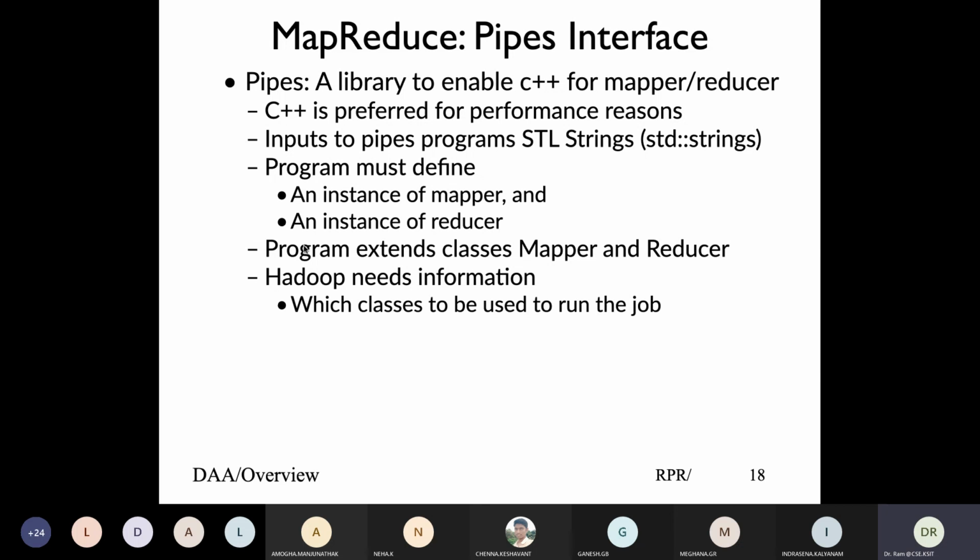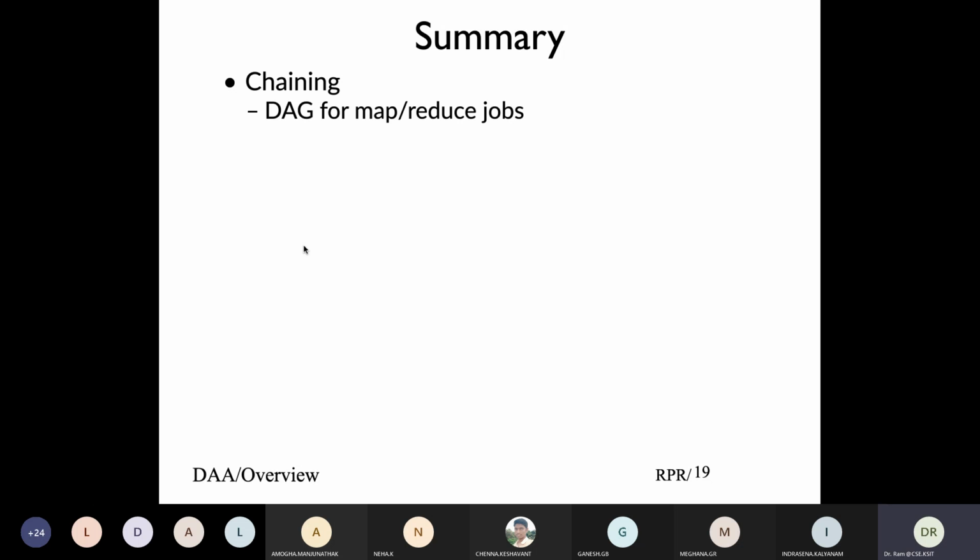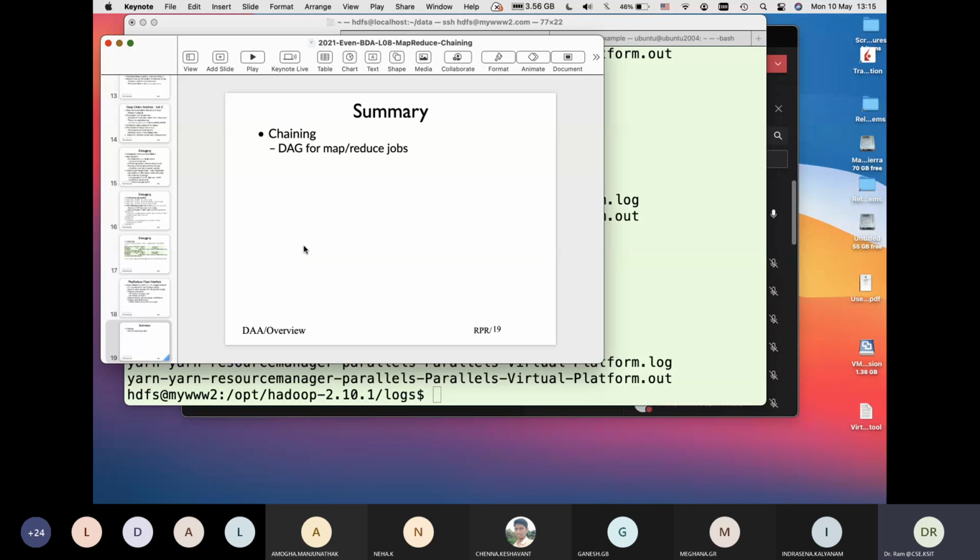So today we looked at the chaining part of it. We did only sequential chaining, one MapReduce after another. If you want to do multiple MapReduce jobs in a DAG, either you can use MRJob or you can write your own Java code, run things, and define dependencies. So this brings us to the end of our lecture today.